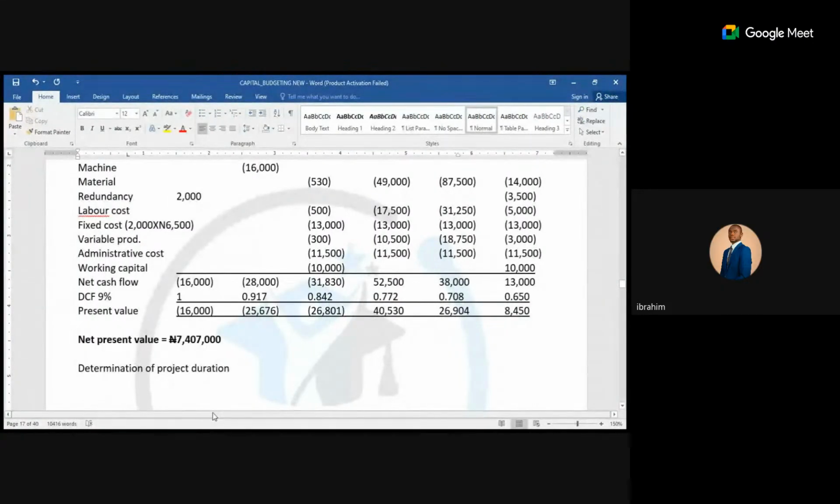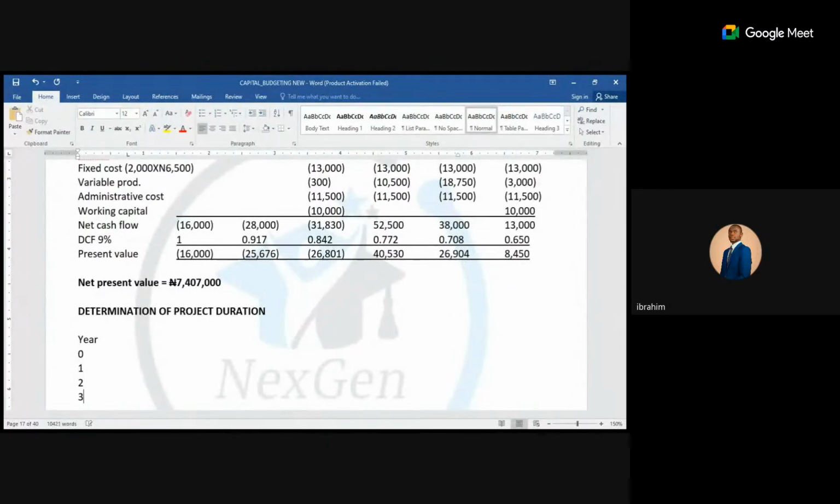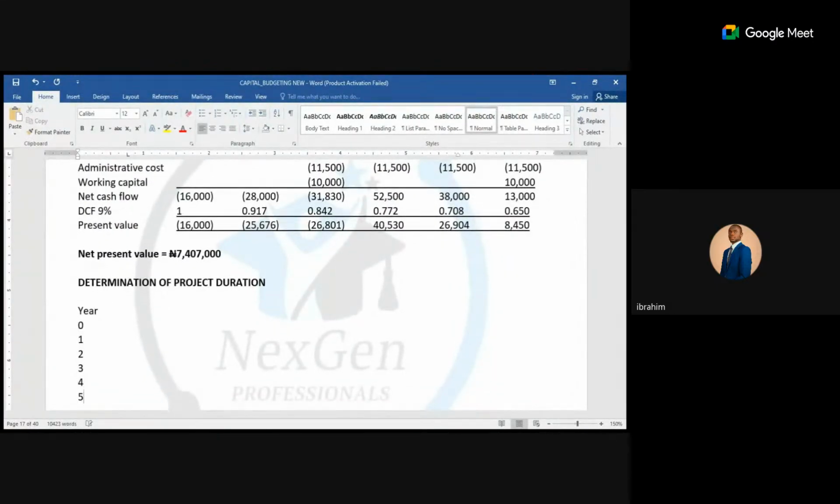So therefore, how do we structure this? We have to structure it out, right? We have year zero. Year zero will give us zero now. Okay, let me do it this way. Determination of project duration. Please take note, I will assume that I've covered this part. Let me just do it once like this. Project duration is not part of the requirement. Please take note. So we have year 0, year 1, year 2, year 3, year 4, and year 5.